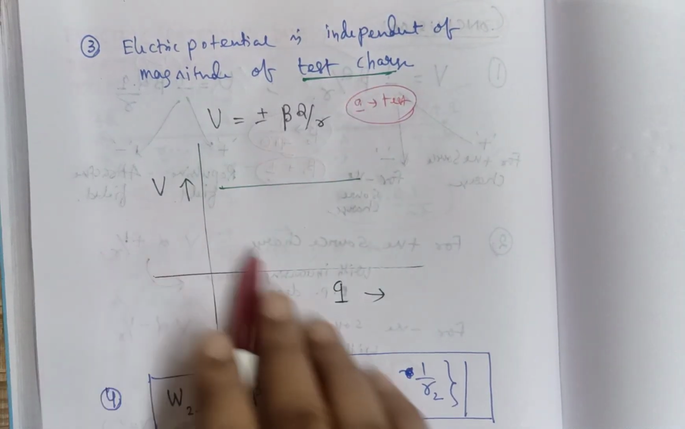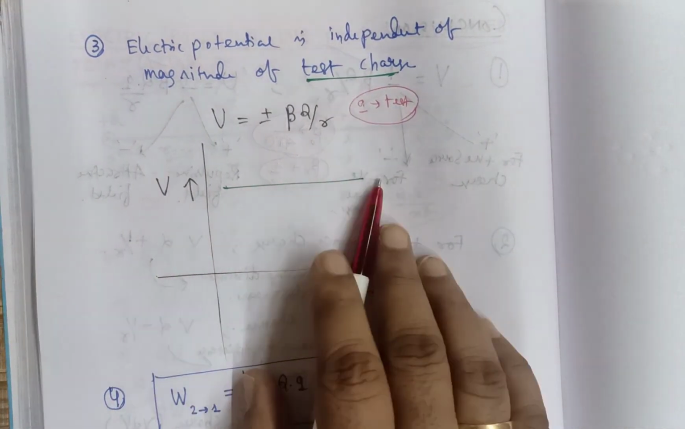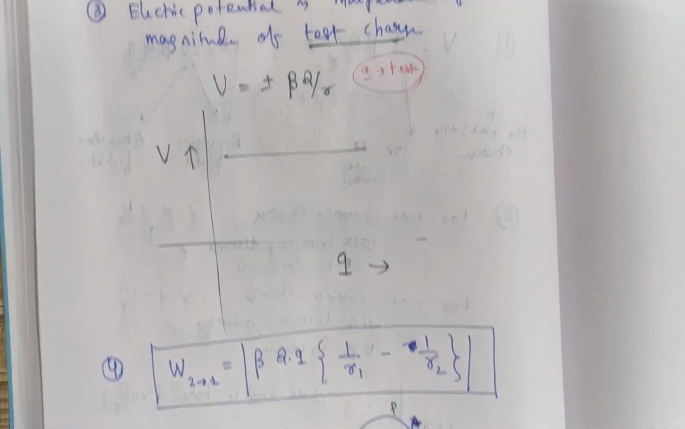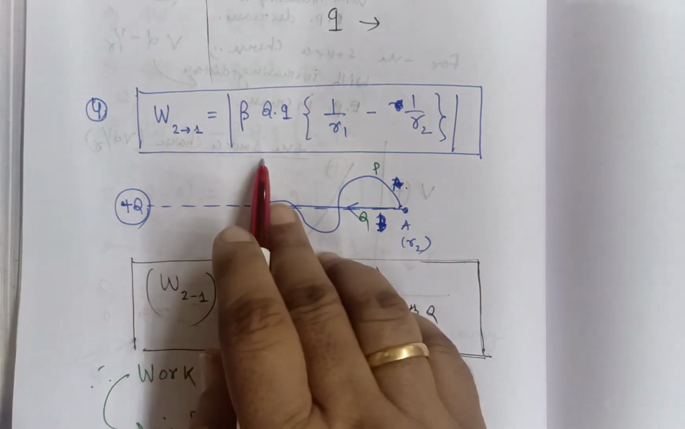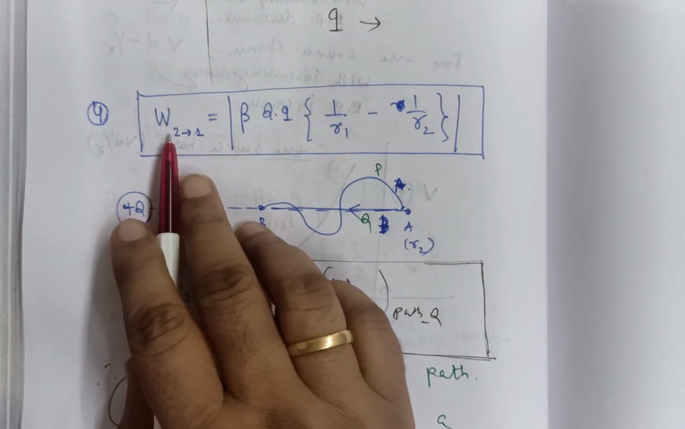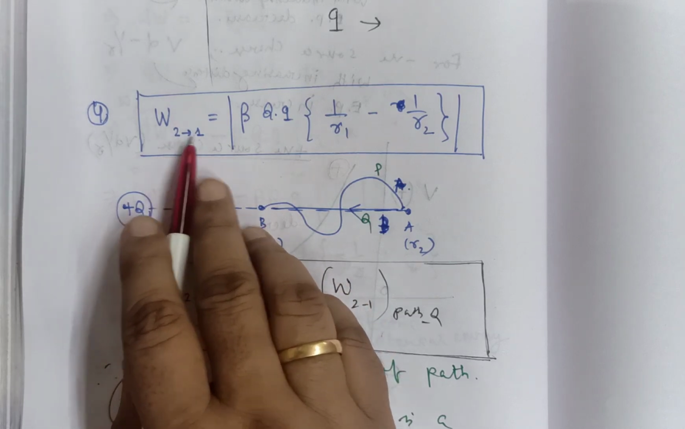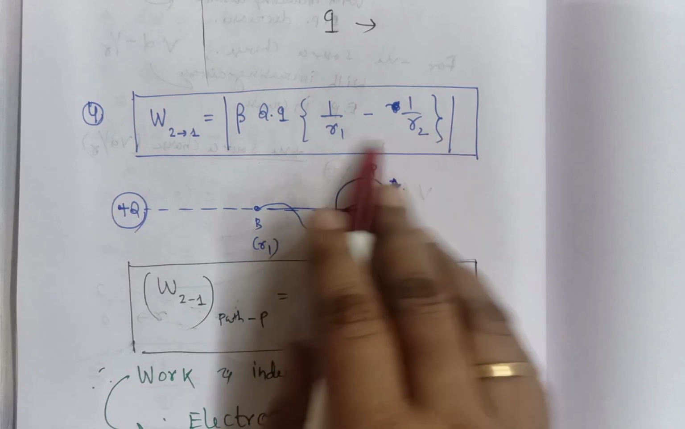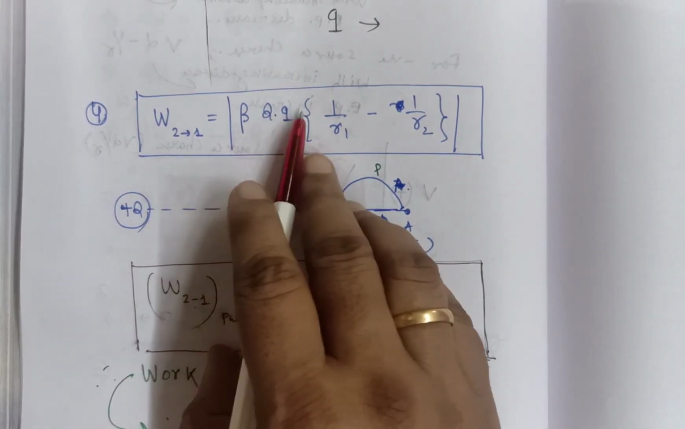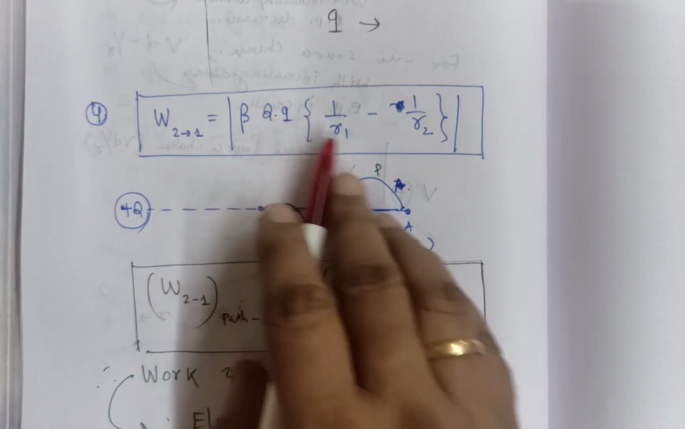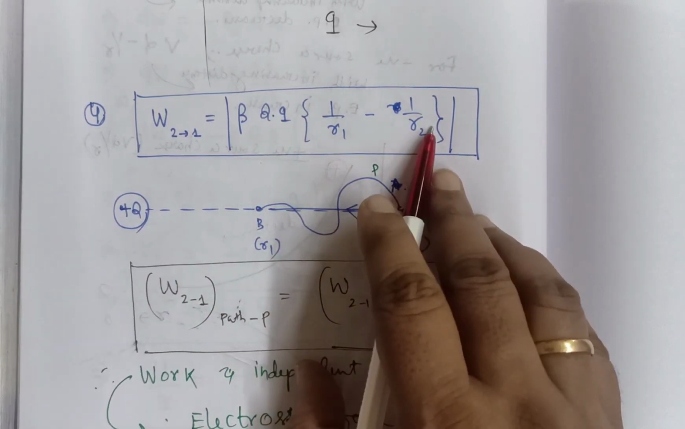And V, you will plot the test charge, the graph will be a straight line parallel to the test charge axis. Now the last part, this formula is given for you. This is the amount of work done for moving a charged body from point 2 to point 1 in the given electric field. What will be the formula? Beta capital Q into small q, that means source charge and test charge, and the coordinate of the first point and the coordinate of the second point.